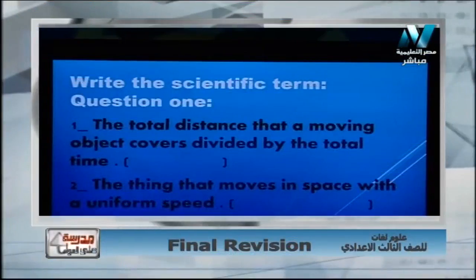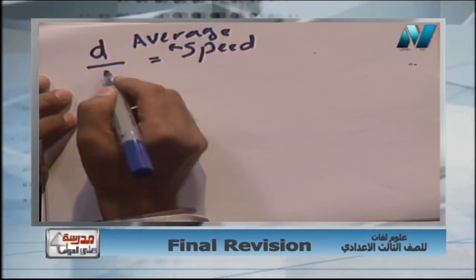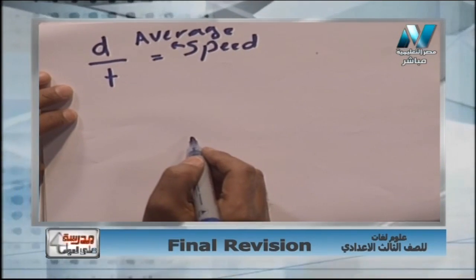First one is: write the scientific term. Number one, the total distance that a moving object covers divided by the total time. Total distance divided by total time. What is the answer? It is speed, not just any speed, but average speed. The answer is average speed.